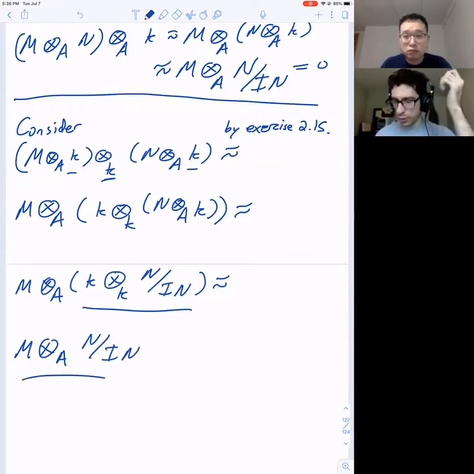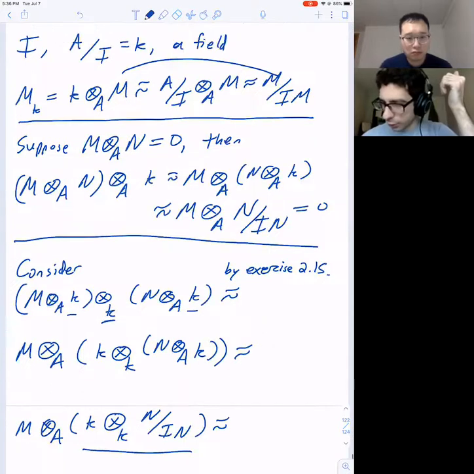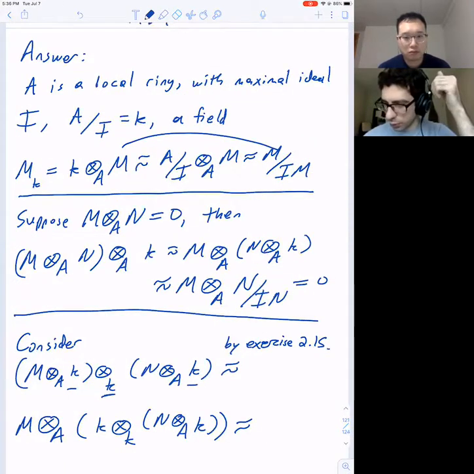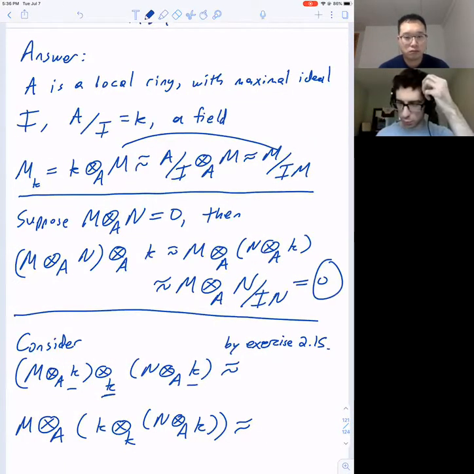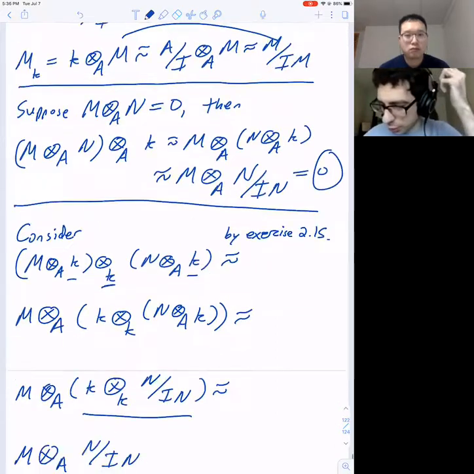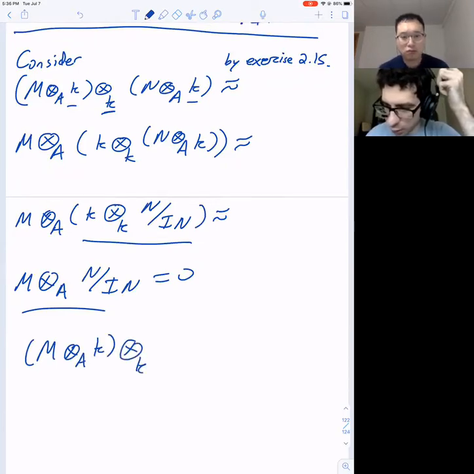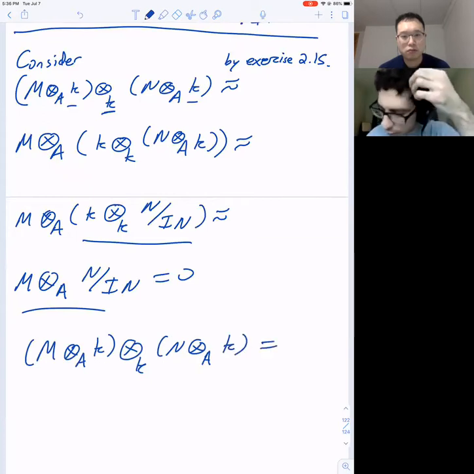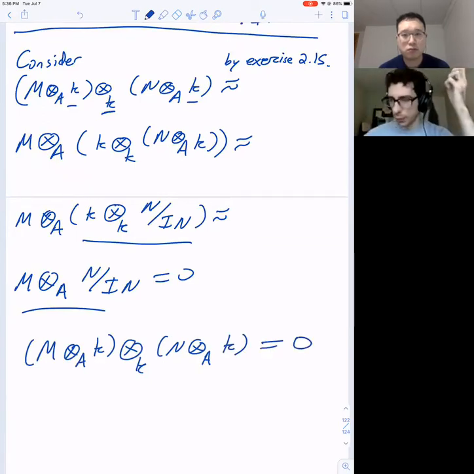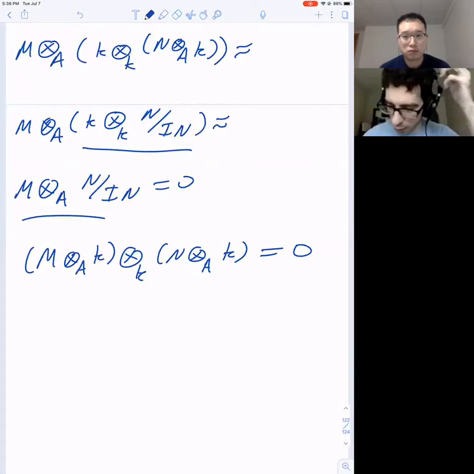Okay, but what was this equal to? This was the first thing I wrote over here. It's equal to 0. So actually, this is just 0. So what I actually said is M tensor A K tensor K. This is actually 0. But look at what's happening.